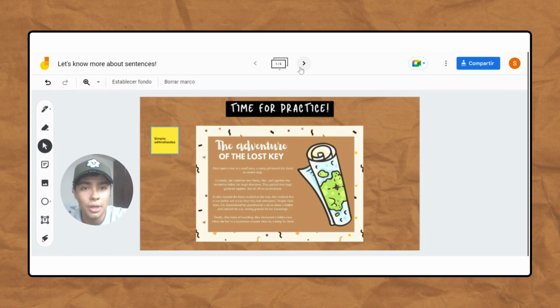So here is page number one for group number one, and here is page number two. So guys, this is the moment for you to work.